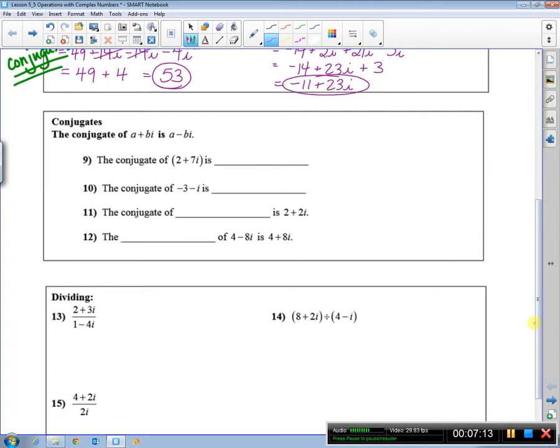Now a section on conjugates. So we already have looked at a situation where we had conjugates. a plus bi and a minus bi, those are conjugates. Remember, to write a conjugate, you only change the sign in between the terms.